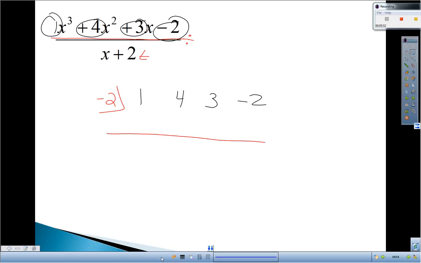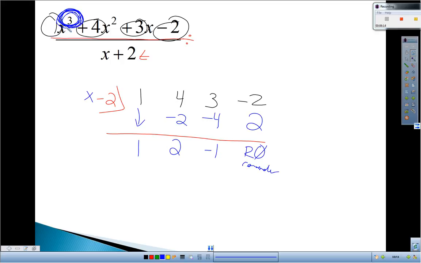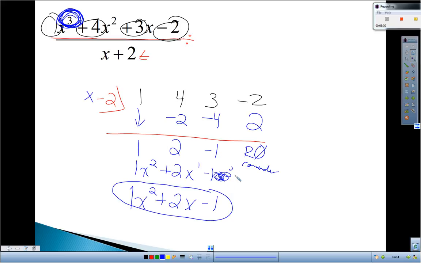With synthetic division, always bring down the first term, then multiply by what's in the box, so that'll give me negative 2, add, that'll give me 2, multiply, that'll give me negative 4, combine those, that'll give me negative 1, multiply, that'll give me 2, add them, I get 0, which the last number is always the remainder, so it has a remainder of 0. And then my answer is always 1 degree less than the original problem, so my answer will be 1x squared plus 2x to the first minus 1x to the 0 with a remainder of 0. But just remember, you don't have to put a 1 for the exponent, and you don't have to put x to the 0 power, because it's understood to be 1.